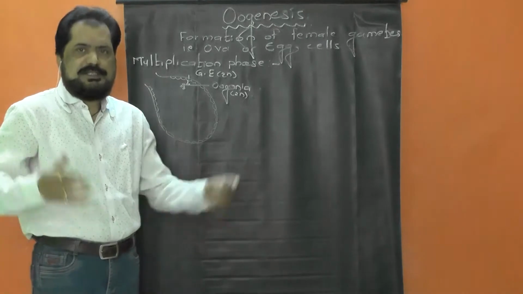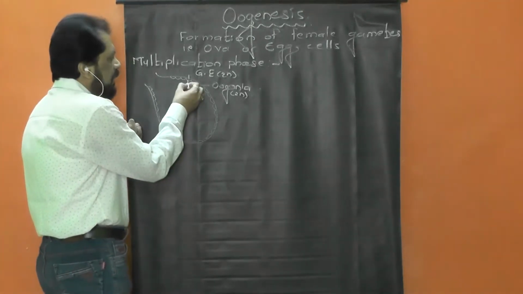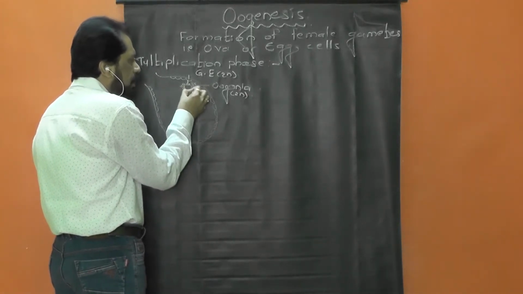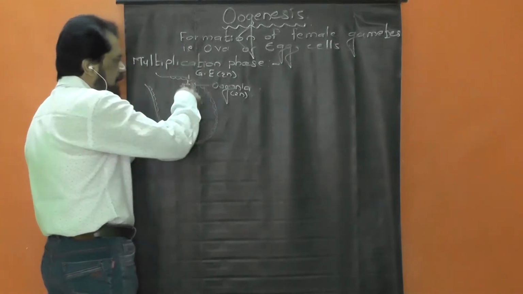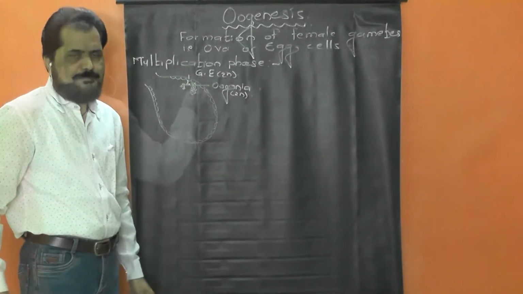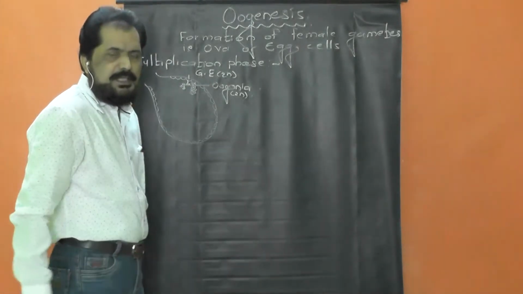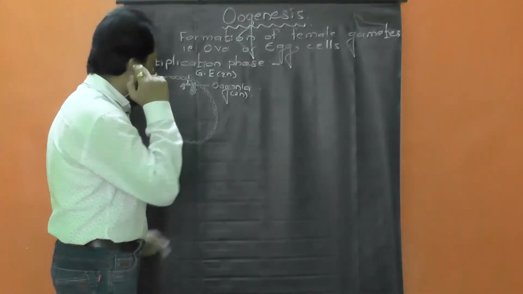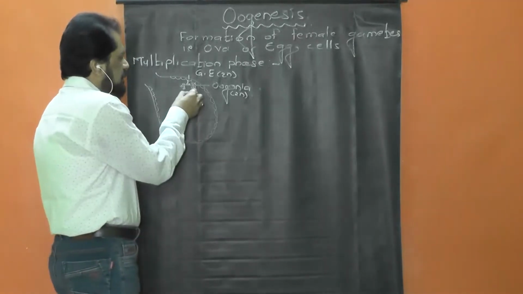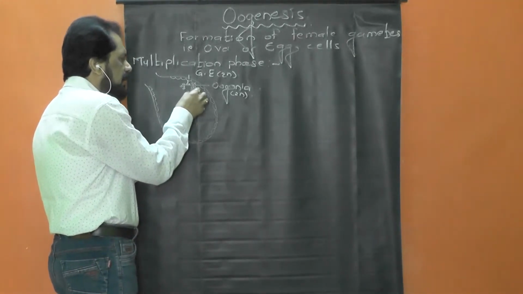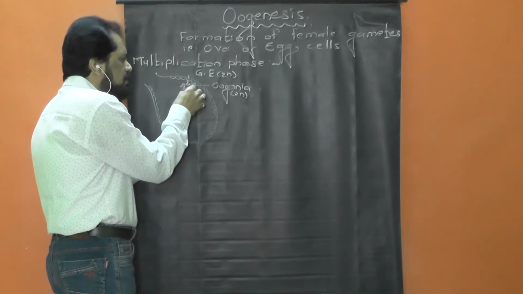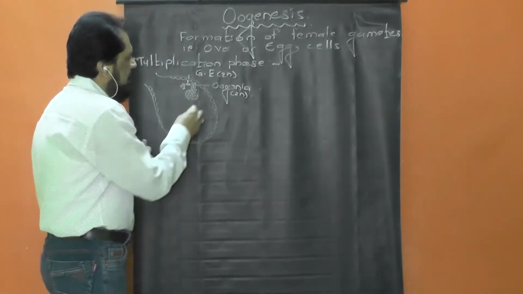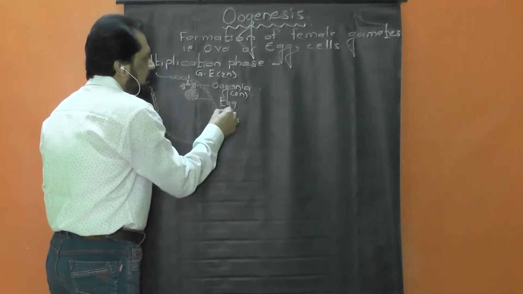Now, we have already studied that these oogonia protrude in the form of a small cord-like structure into the stroma of the ovary. This cord is called the egg tube of Pflüger. We have already studied the egg tube of Pflüger. And at the end of this egg tube, there is a formation of a rounded mass of oogonia. It is known as the egg nest.